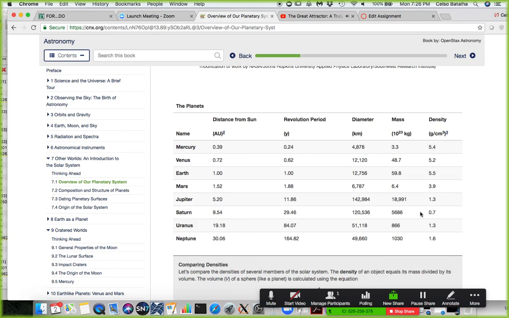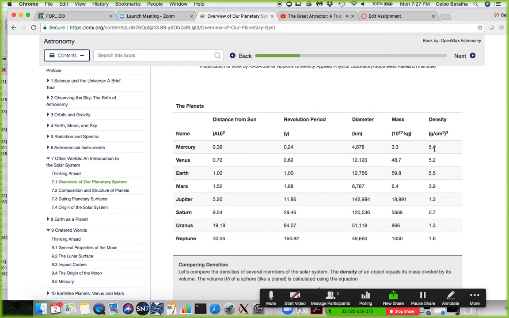So in the case of Saturn, if you take a scoop of material from Saturn, it would float on water, because lower density objects, like oil, float in water because the oil density is less than that of water. Wood floats in water because its density is less than that of water. Iron does not float in water because its density is more than water's, and it sinks down.